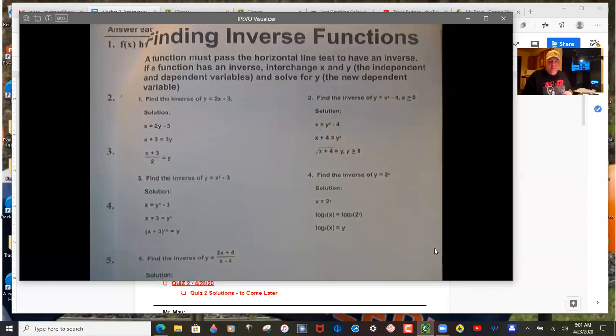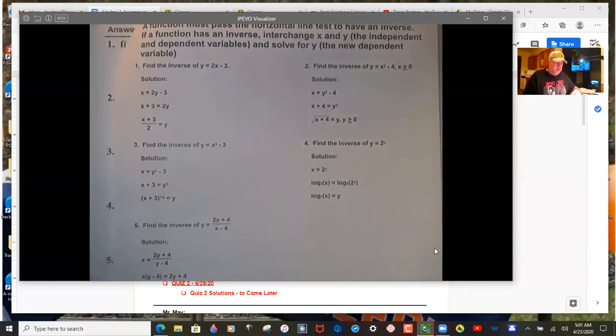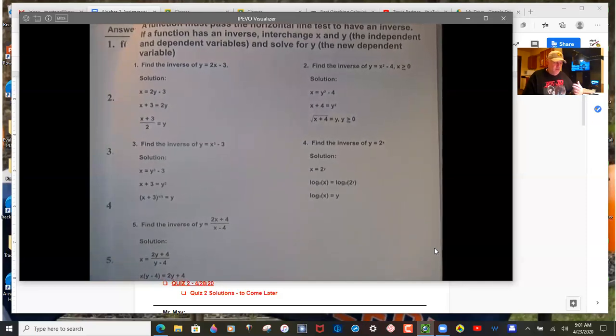I want to do an example of all of the functions that we've covered. And so some of these get a little bit crazy in showing some of the work, especially with the rational function, but I wanted to show one of everything. So indeed, I did that.